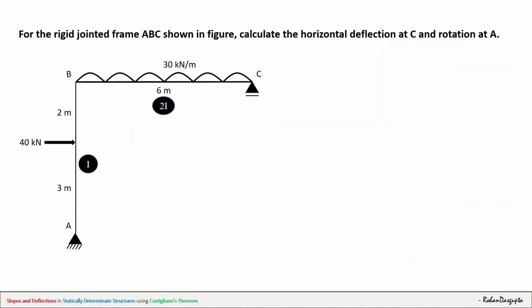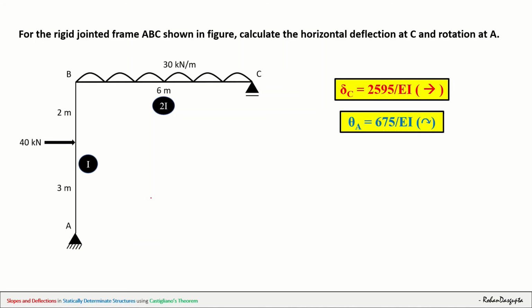So in conclusion, this was the rigid jointed frame that was given to you, and you were asked to find out the horizontal deflection at C, and you got the value as 2595 divided by EI towards the right. And you were asked to find out the rotation at A. So you have got the value as 675 divided by EI in the clockwise direction.